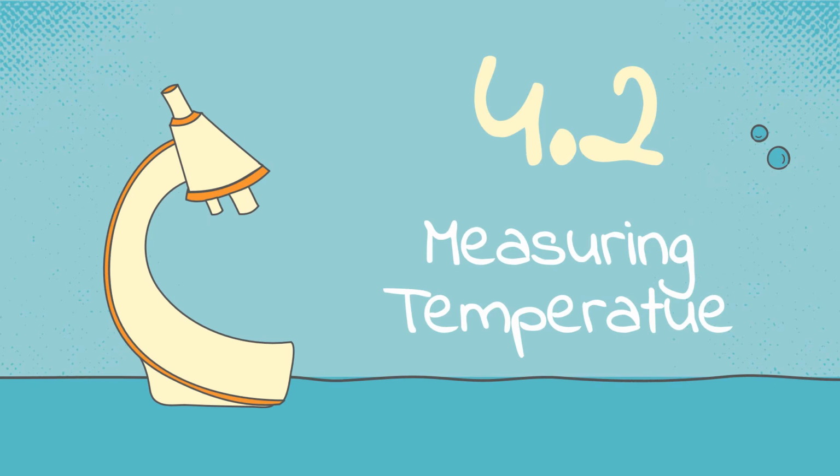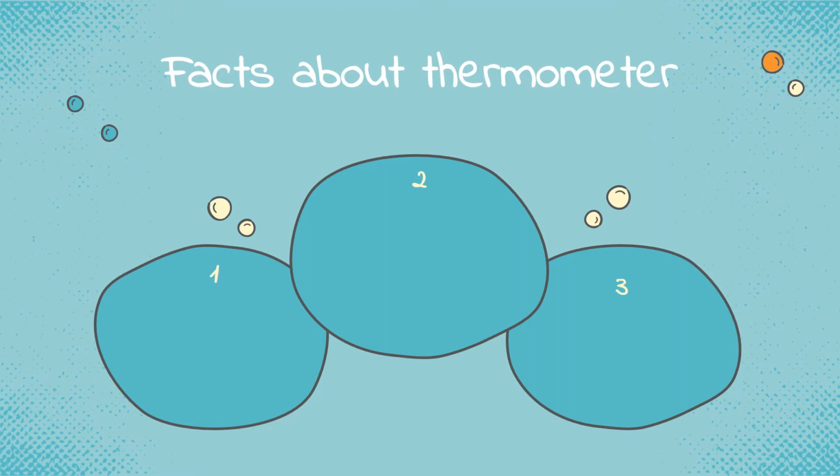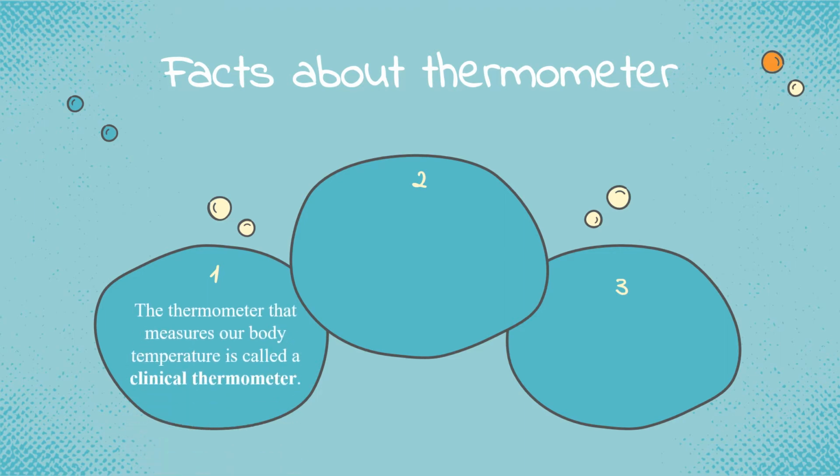So this lets us move on to our second chapter of the unit of heat. We're going to look at measuring temperature. I'm going to give you 3 facts about the thermometer. Alrighty? The first fact being the thermometer that measures our body temperature is called a clinical thermometer. So remember the thermometer that I talked about when you get sick or have a fever and you have to measure your body temperature? That's a clinical thermometer.